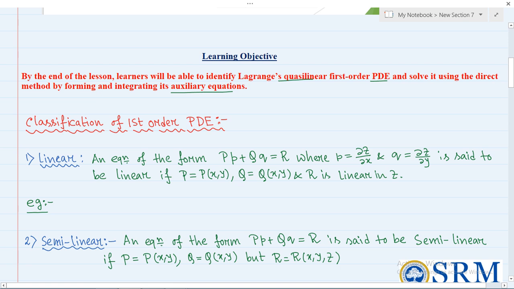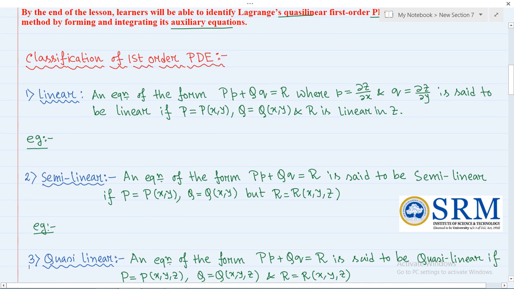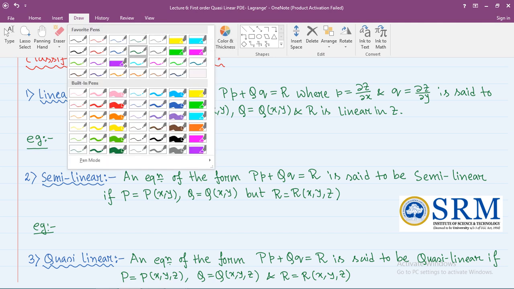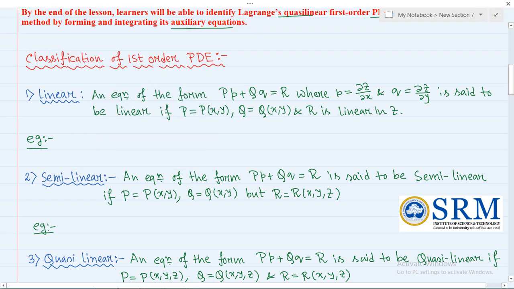The basic difference between an ordinary differential equation and a partial differential equation is in the classification of their equations. Usually an ordinary differential equation can be classified into two categories: linear and non-linear. But a partial differential equation can be categorized into four types: linear, semi-linear, quasi-linear and non-linear. So let us try to understand the classification and how to recognize it from the equation structure.